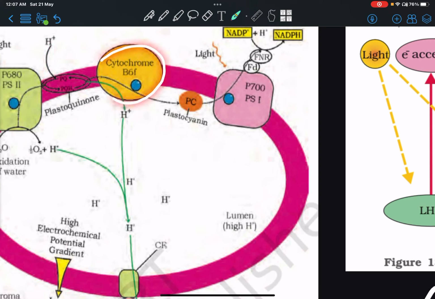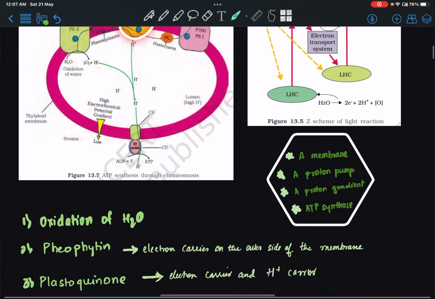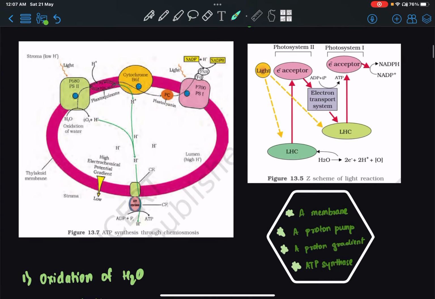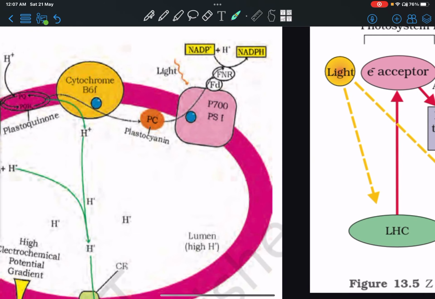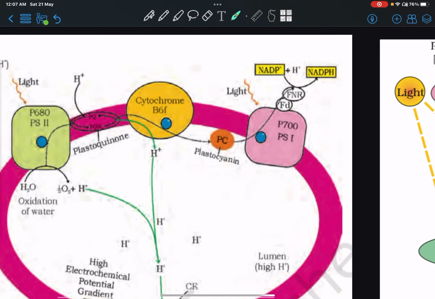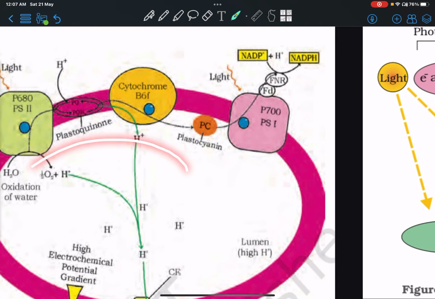So this cytochrome b6f is the electron carrier on the inner side of the membrane. So we did pheophytin, we did plastoquinone, which is the H plus carrier, and then cytochrome b6f, which is the electron carrier on the inner side of the membrane. Then lastly comes the plastocyanin, which transfers the electron to PS1, finally to the LHC of the PS1. And then the reaction that occurs is very well understood. This is the really confusing part.